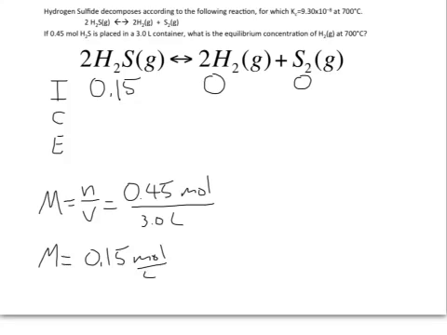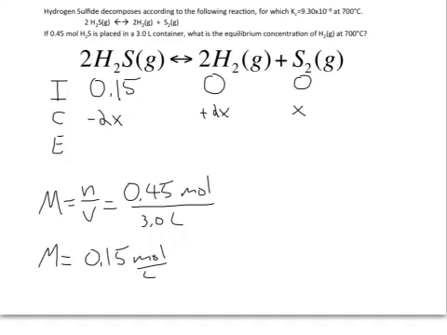So now I'll fill in the change row of my ice table. Because I'm starting with reactants, I don't have any products, so I know the reaction is going to go to the right. And so I think it makes sense to make the sign on the change for the reactant negative. Because the coefficient for the H2S is 2, it's going to be minus 2x. Whatever sign I give to the change of the reactants, the products have to have the opposite sign. So the H2 is going to be plus 2x, and the S2 is just going to be x.